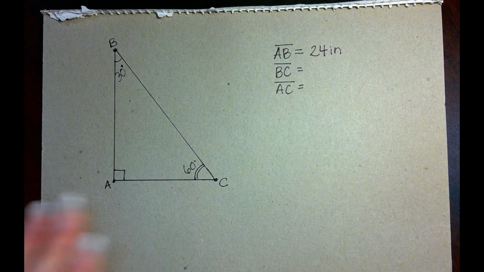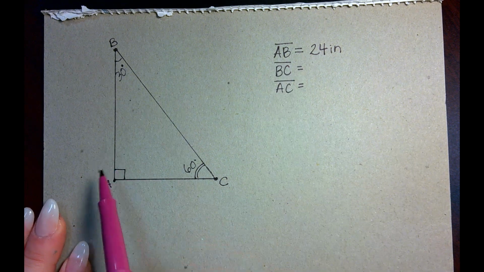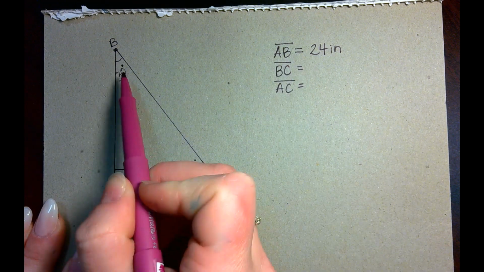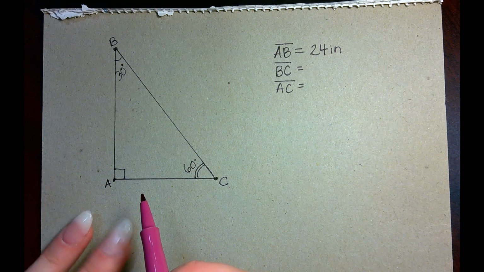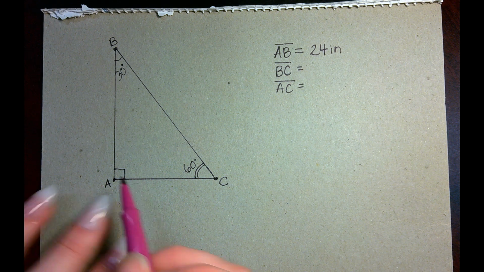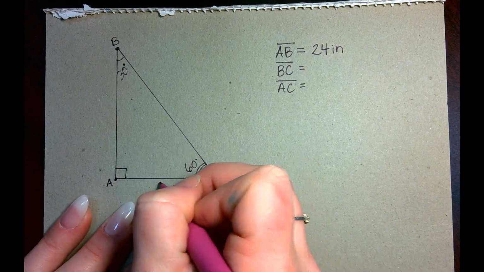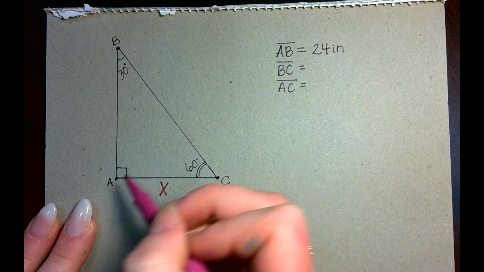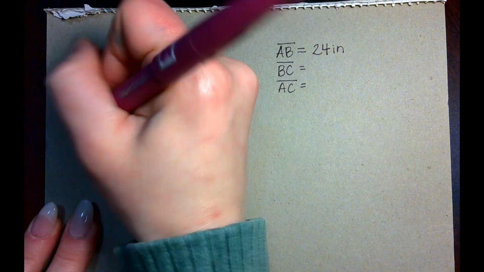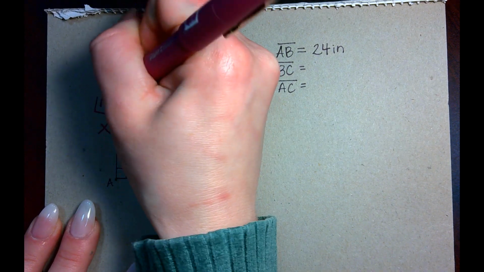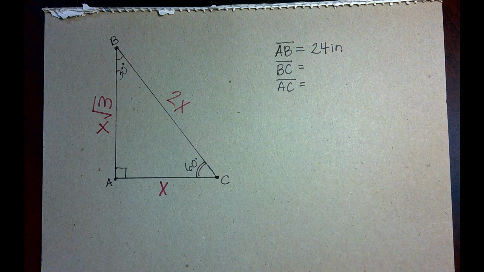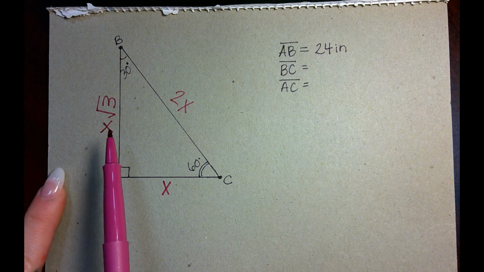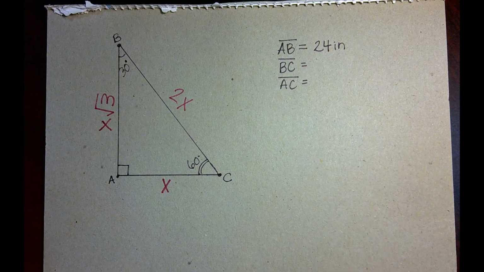Okay, let's do it slowly. So AB, that's the side right here, is 24 inches. Let's start by labeling our x values. AC, my shortest side, is x. AB is x radical 3. And then BC is 2x. So we are given AB.